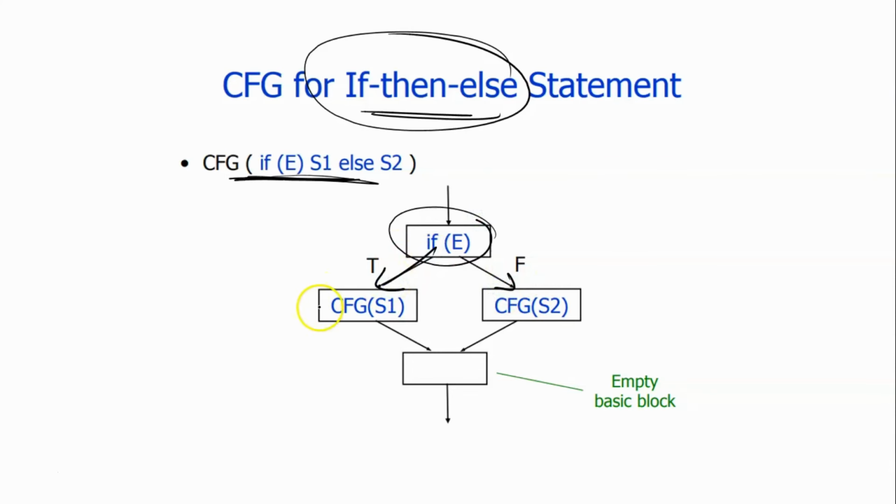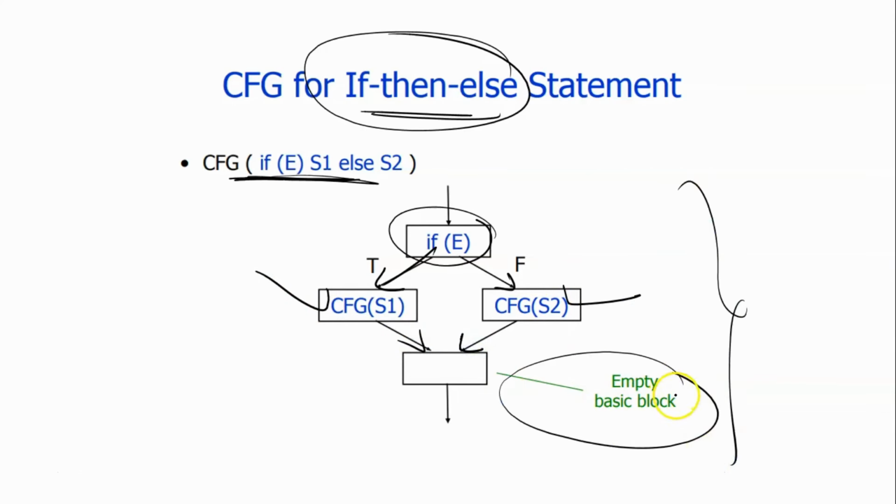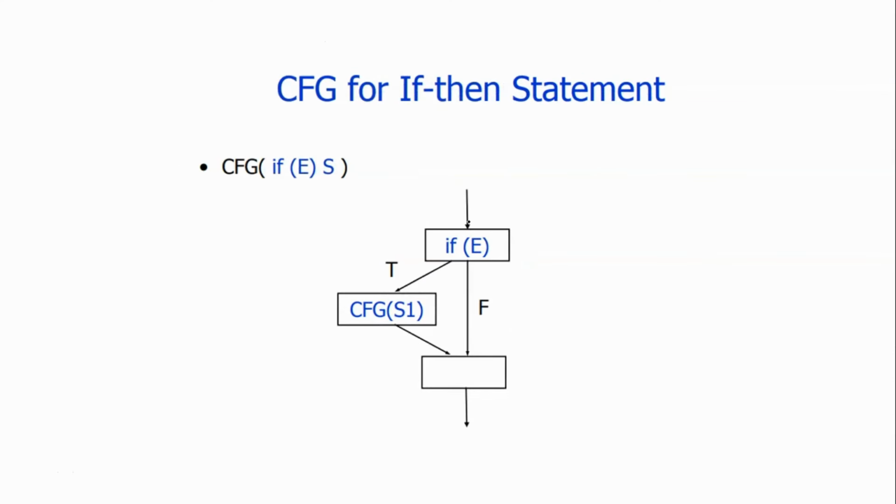Simply you can make: in the true branch this is happening, in the false branch this is happening, and then you are making an empty basic block. Again, this is an inefficient CFG. In the efficient CFG we will see that there won't be any empty basic block. But right now we are just building our concept. We are going from inefficient to efficient, and finally we will use only the efficient one.